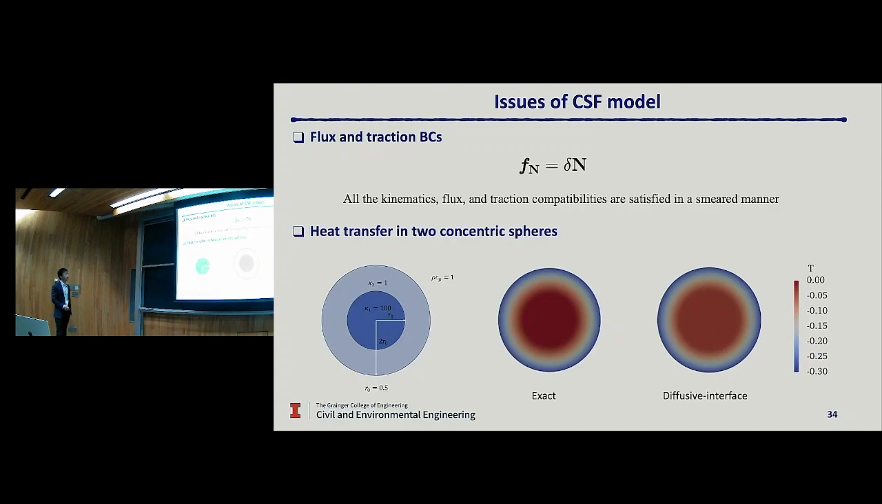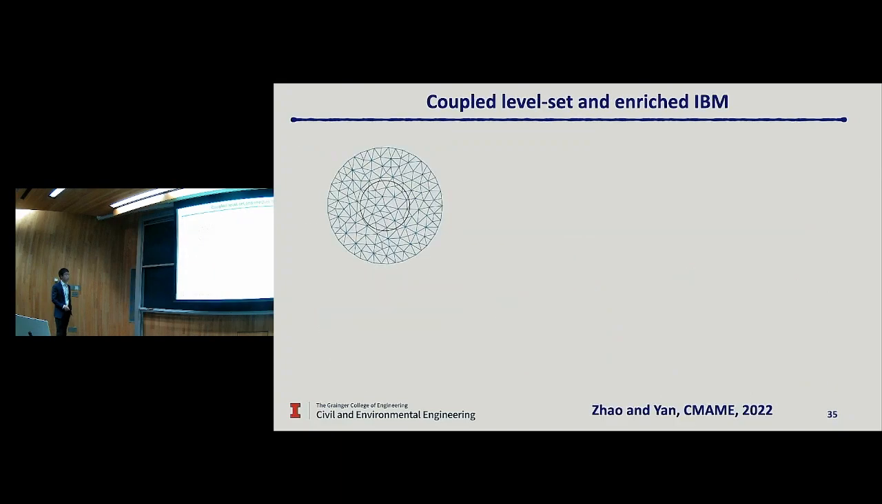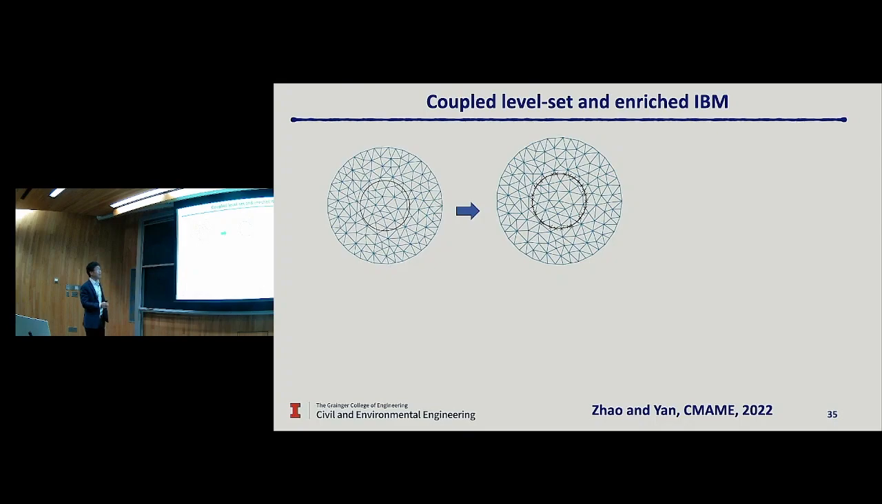So we feel we need to do something to address this issue. What we do here is we develop a coupled level set and enriched immersed boundary method. So remember that in that mixed formulation, in the beginning, our gas-metal interface is represented by a level set. And then after that, we did an element-level triangulation of the gas-metal interface, right? So this is the triangulation of the gas-metal interface.